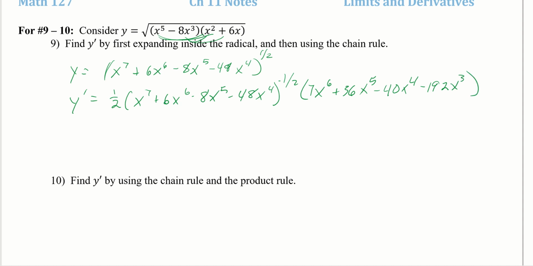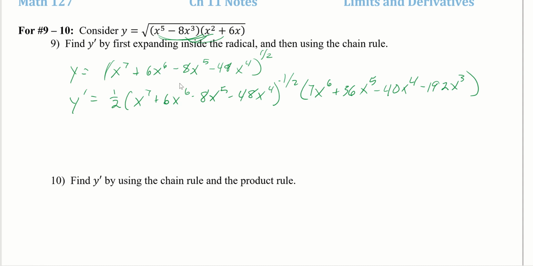And so that would be our derivative right there. Okay, definitely not super pretty, but super fun. Okay. Number 10, it says find y prime by using the chain rule and the product rule.